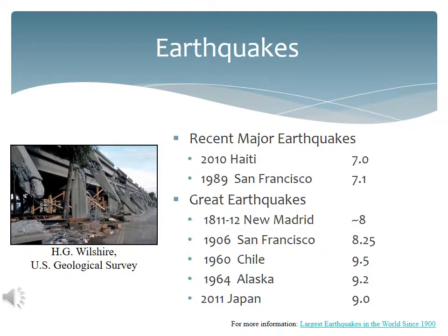Although California is famous for its big earthquakes, there are other areas in the United States that have the potential for great earthquakes. And one of these is the New Madrid area of Missouri. In 1811, there was a great earthquake, followed by 2 more in 1812.